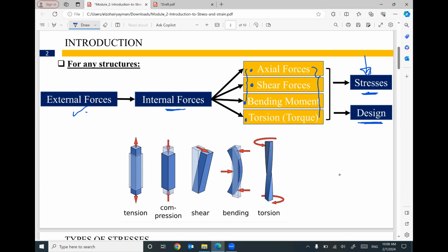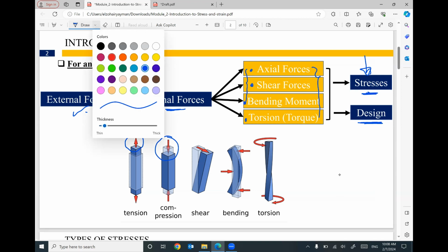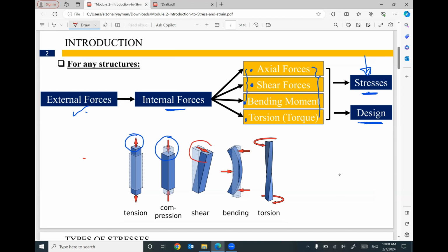So remember, these internal forces can be axial force, tension or compression. These internal forces can be shear, perpendicular to the member. These internal forces can be moment, bending moment. These internal forces can be torsion. This is the shape of the torsion. Torsion means twisting.